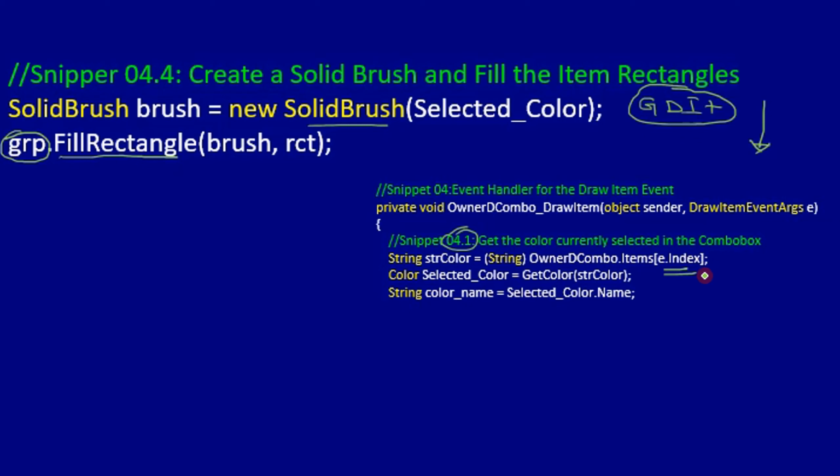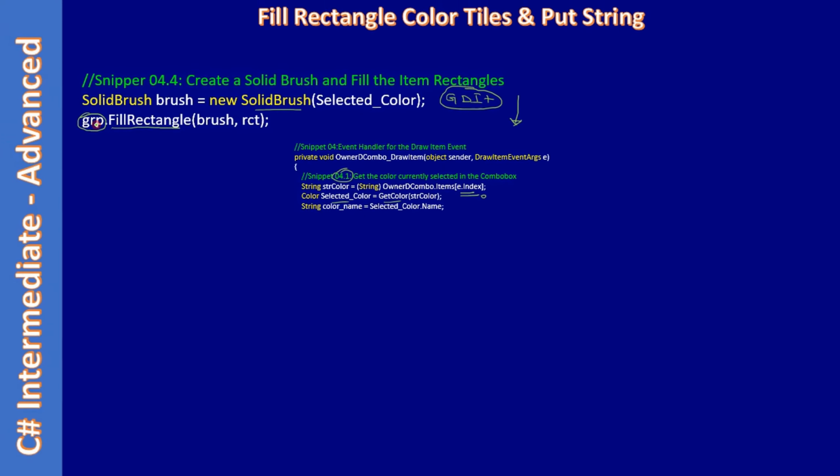If it is for the first item, you will be getting index 0, and index 0 will return some color string. Say, for example, I think in our case it is red color. So here you will be getting red, and by passing it to our utility function, we will get the selected color. Using that selected color, here we are creating the solid brush. After that, we are filling the rectangle by making use of the graphic object.